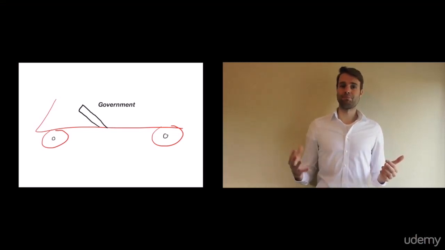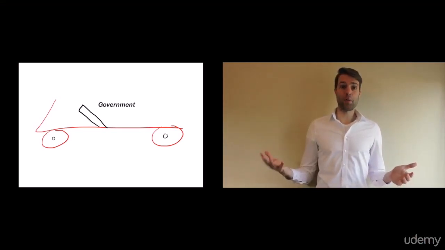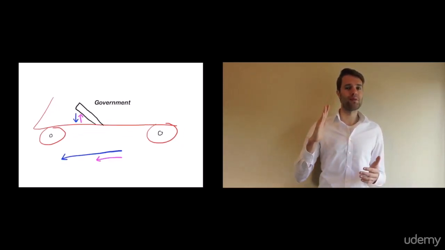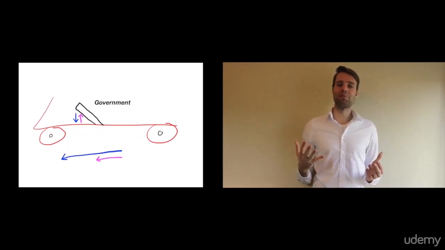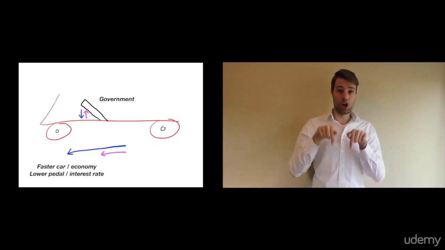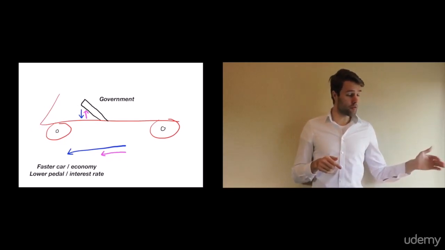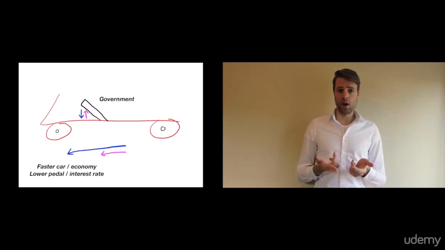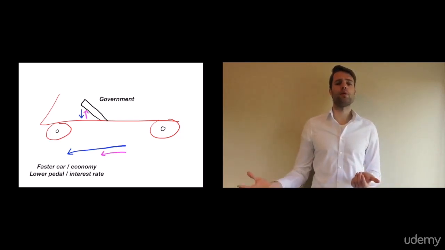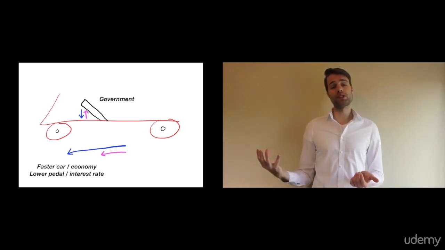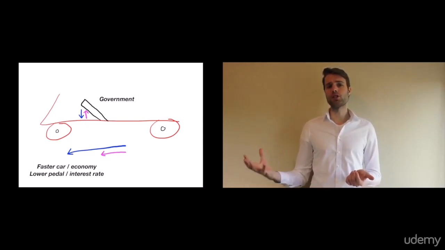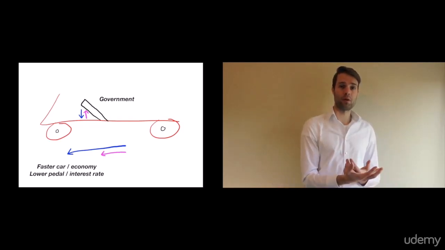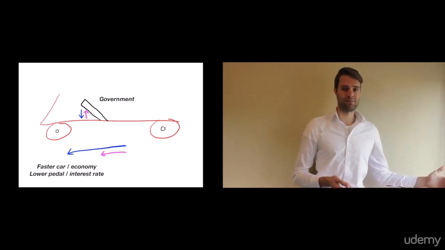Imagine the following. The government is sitting in a car. And when the government puts the pedal down, the car will go faster. And when the pedal goes up, the car will slow down. And the same is true for the economy. When the government puts the pedal down, lowers the interest rate, the car will go faster, the economy will go faster. Because with a low interest rate, there's no incentive to save your money, right? And if you don't put money into your savings account, then you might just prefer to spend it. And if you spend your money, that is what makes the economy grow. That makes the economy go faster.